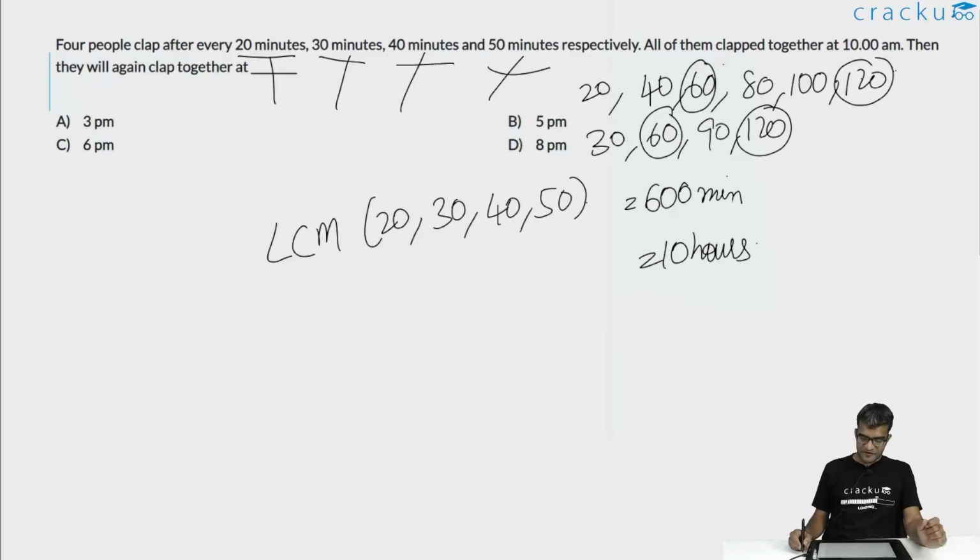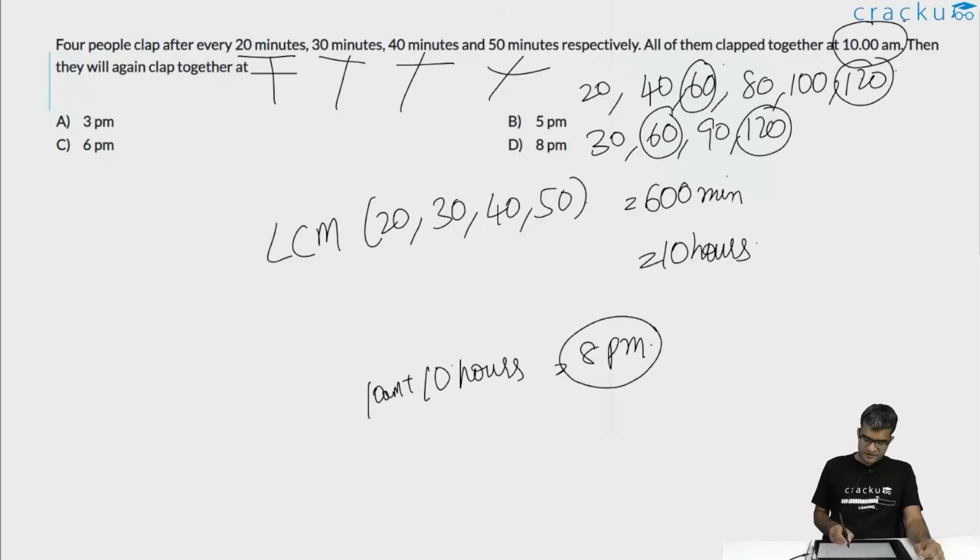So for the first time they clapped at 10 AM. They'll clap 10 hours later. What is 10 AM plus 10 hours? 10 AM plus 10 hours is equal to 8 PM. So the next time they'll clap is option D, which is 8 PM.